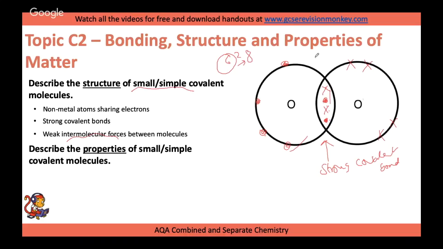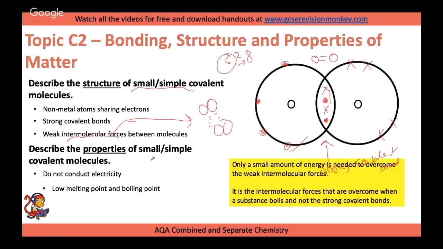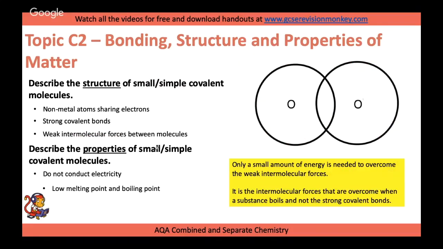So this is actually a double bond, O double bond O, and we show bonds by a single line. Now the intermolecular forces, if that was oxygen and that was another oxygen, these forces in between are called intermolecular forces. So the properties, they don't conduct electricity because we're not talking about charges, and they have a low melting point and boiling point. The box in yellow is really key for higher tier more than anything else. So if you're foundation, don't worry too much about this box. But it's the idea linking the fact that small molecules have a low boiling point, and it's to do with the weak intermolecular forces.